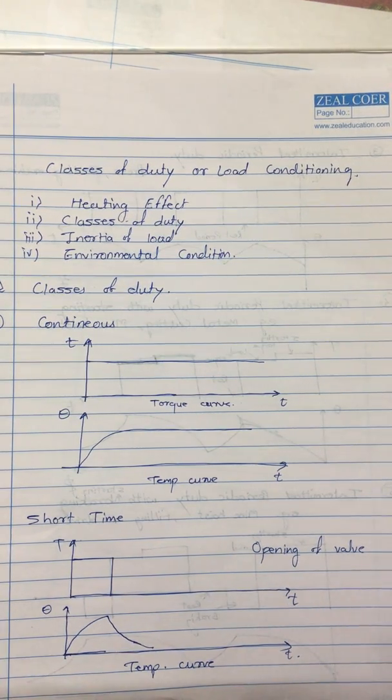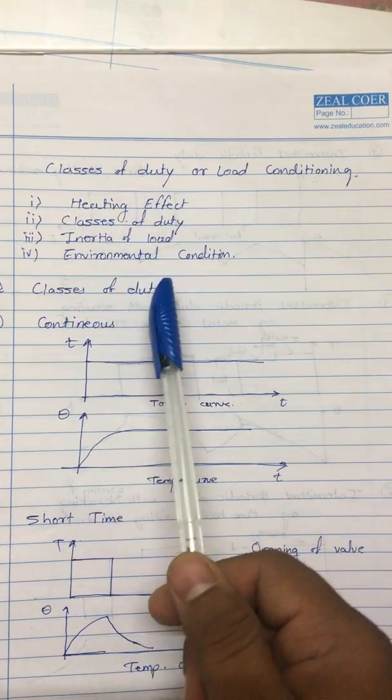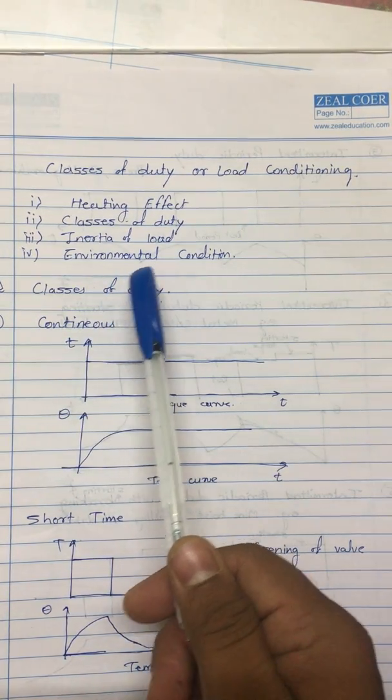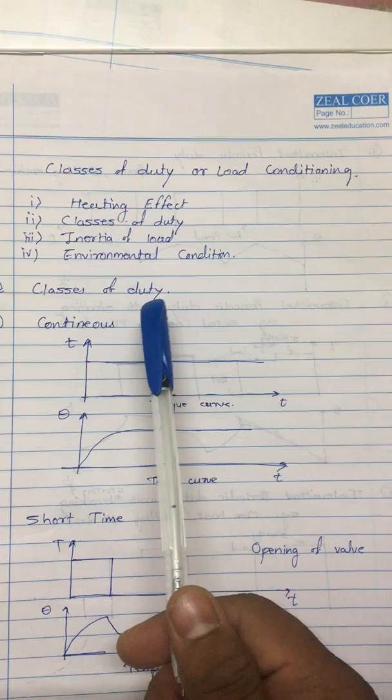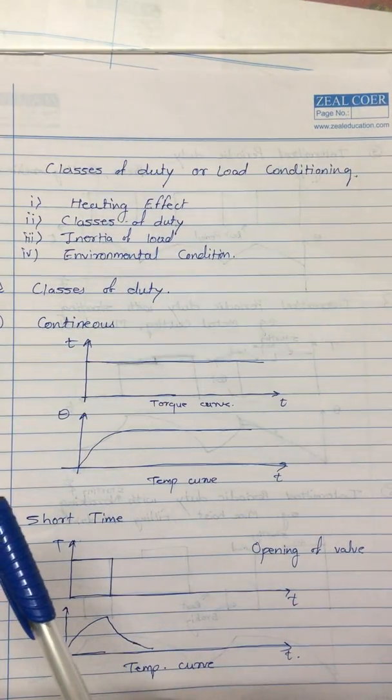Hello friends, as I told you in the previous lecture, the four factors that affect the power rating are heating effect, classes of duty, inertia of load, and environmental condition. Now the next factor is classes of duty. So let us see them one by one.